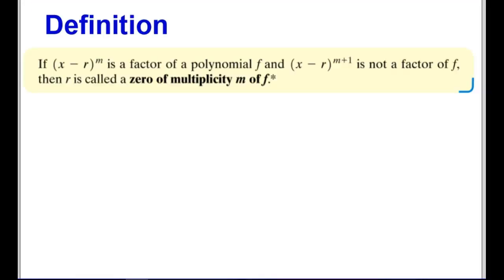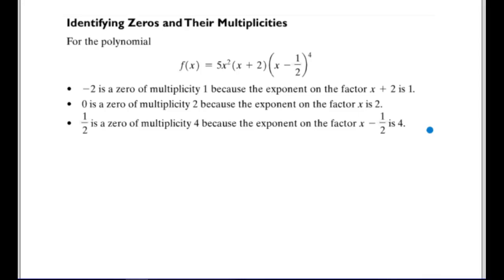Okay. So now here we're going to talk about some multiplicity. Okay, so if x minus r to the m is a factor of my polynomial, and x minus r to the m plus 1 is not a factor, then r is a 0 of multiplicity m. So let's actually kind of see what this looks like.